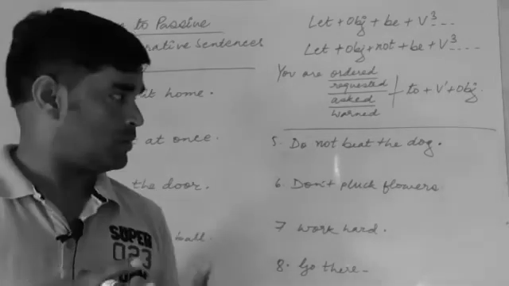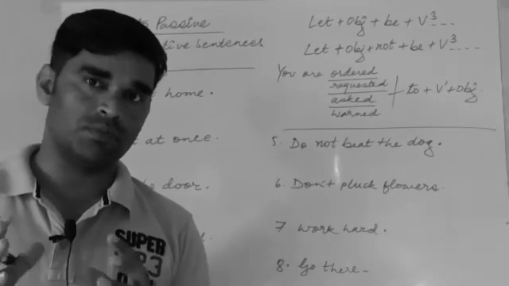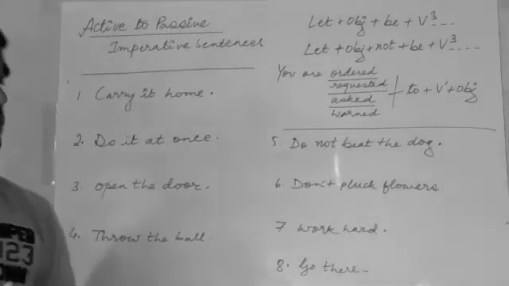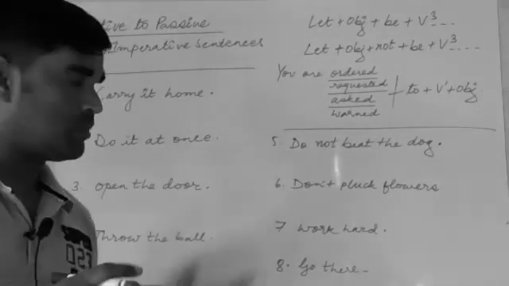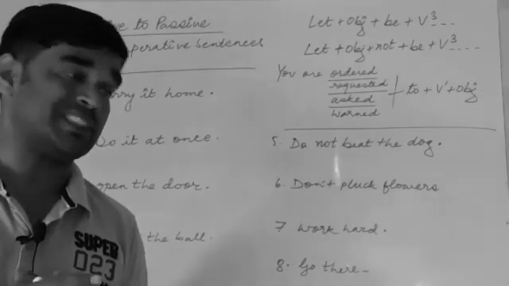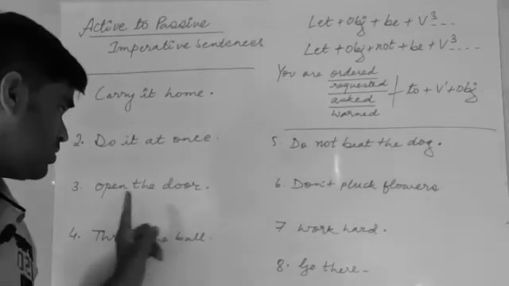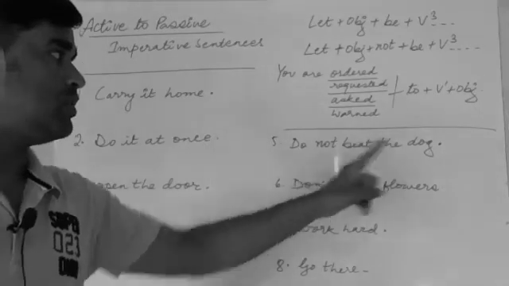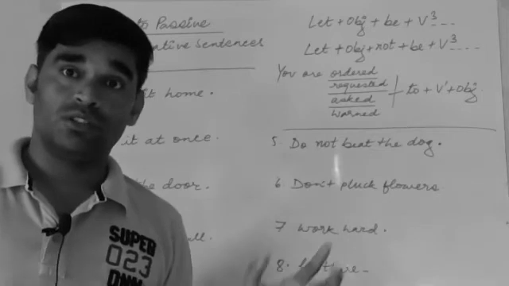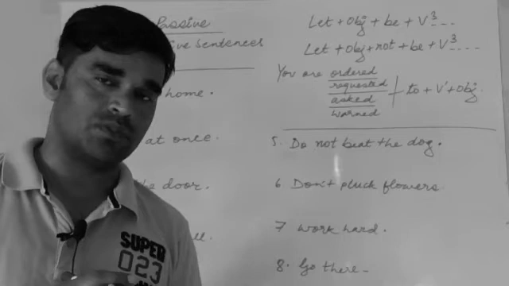That's what we are going to learn today: how to convert such imperative sentences from active to passive. You can see on the screen I have written some examples of imperative sentences. Number one, carry it home; do it at once; open the door; throw the ball; do not beat the dog; don't pluck flowers; work hard; go there. So these are all examples of imperative sentences, right?